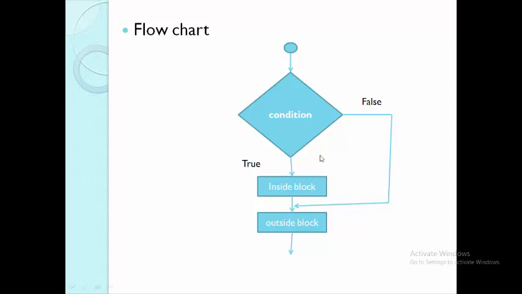Let's see the flow chart. If we have a condition for the if statement and the condition is true, the inside block will execute, then normally the outside block will execute. Or if the condition is false, then normally the outside block will execute. It will not execute the inside block.